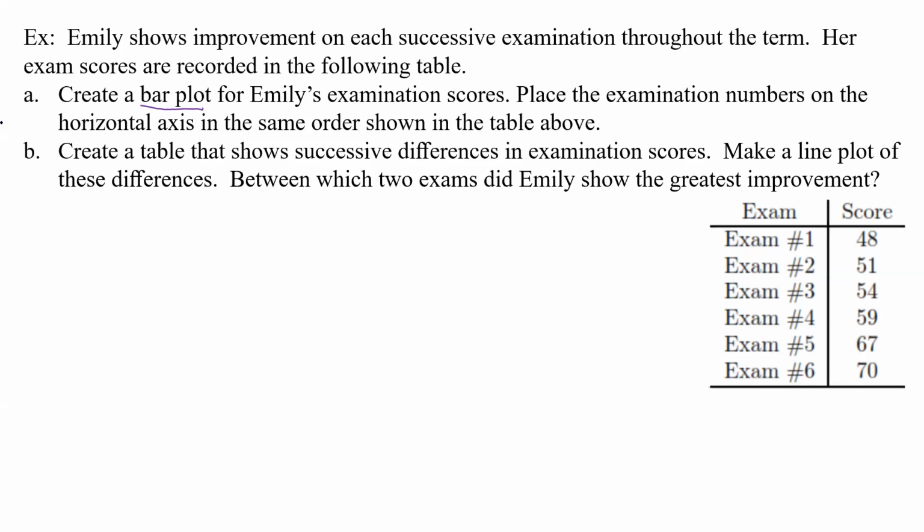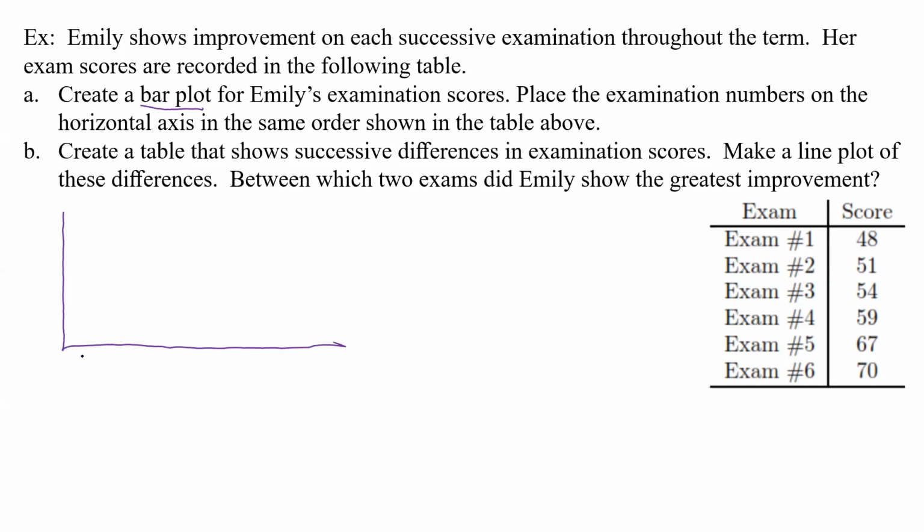That's for part A. Part B says create a table that shows the successive differences in exam scores. So, you know, the difference between 2 and 1, 3 and 2, 4 and 3, 5 and 4, 6 and 5, and get those differences, and then make a line plot of those differences. And then what we're gonna do with that line plot is looking at that, between which two exams did she show the greatest improvement? And so we'll see, hopefully, one of them between two things is gonna be the greatest improvement. All right, so let's first do our bar plot.